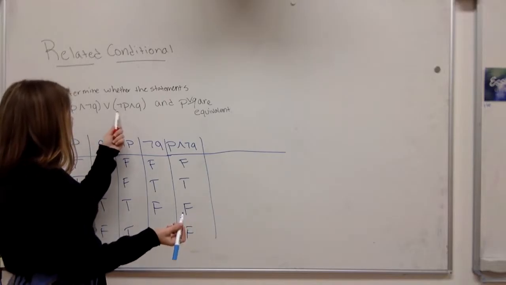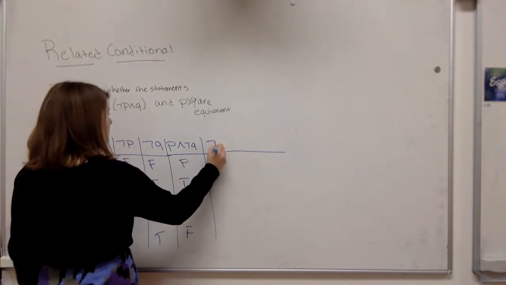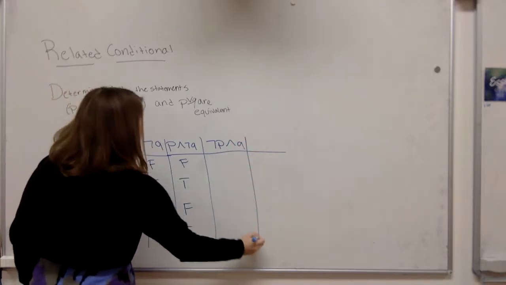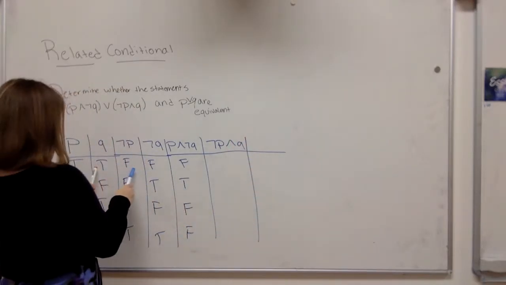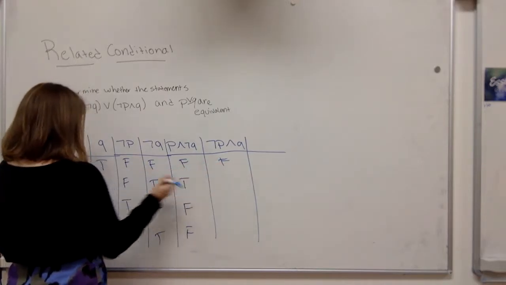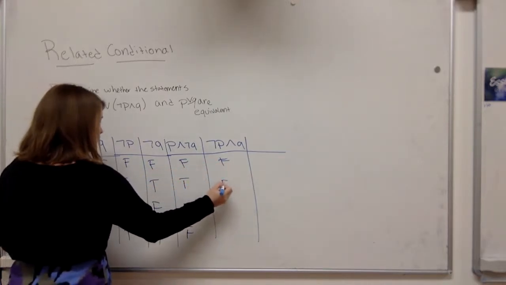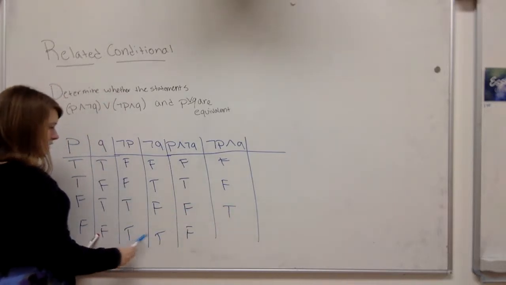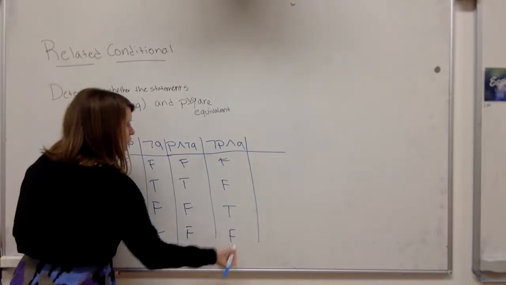All right, and then we have not P and Q. So that's this column and this column. So we have true and false. We have false. We have false and false, so we have false, then we have true and true, so we have true, then we have false and true, so we have false.